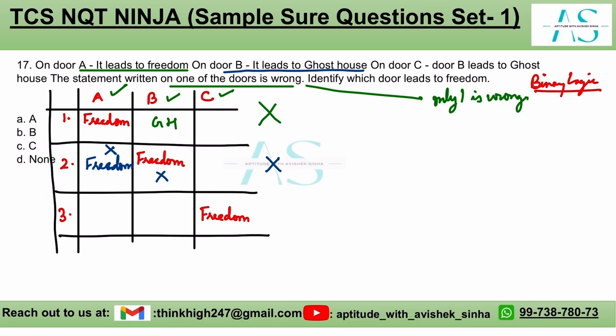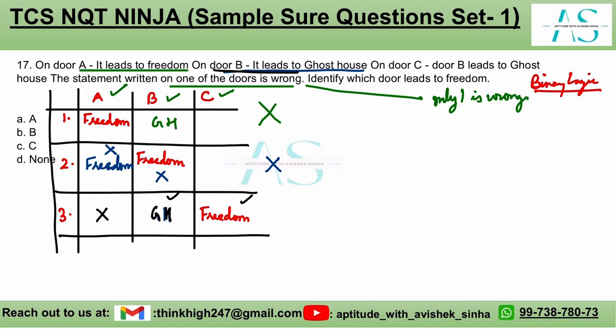Now let's start with the last possibility, in which we have assumed that door number C is leading to freedom. Now let's start with, what does it say? Door B leads to ghost house. Okay, door B is leading to ghost house. So this statement is true. B leads to ghost house, that is also true. A leads to freedom, that is wrong.